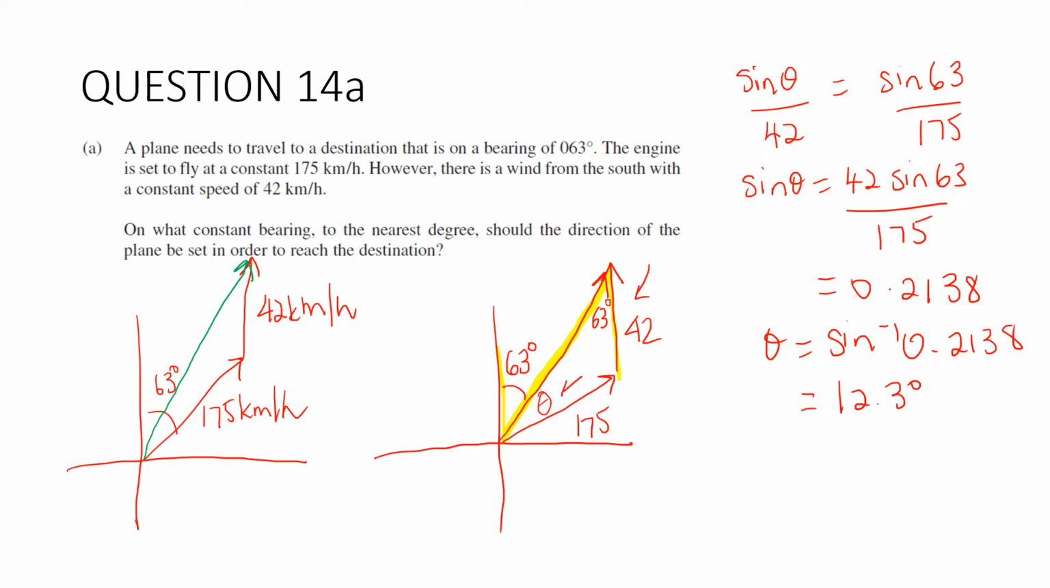So that's in there. So the bearing is going to be 12.3 plus my original 63, which is 75.3 degrees, and we want it to the nearest degree, so that's 75 degrees.